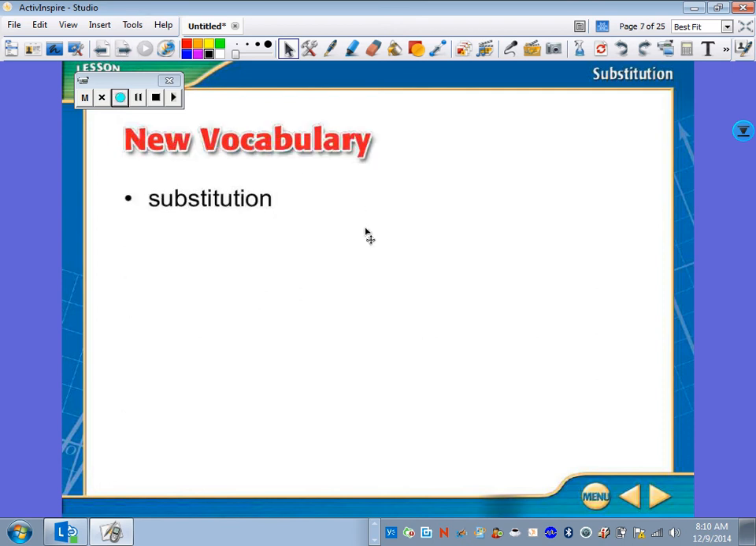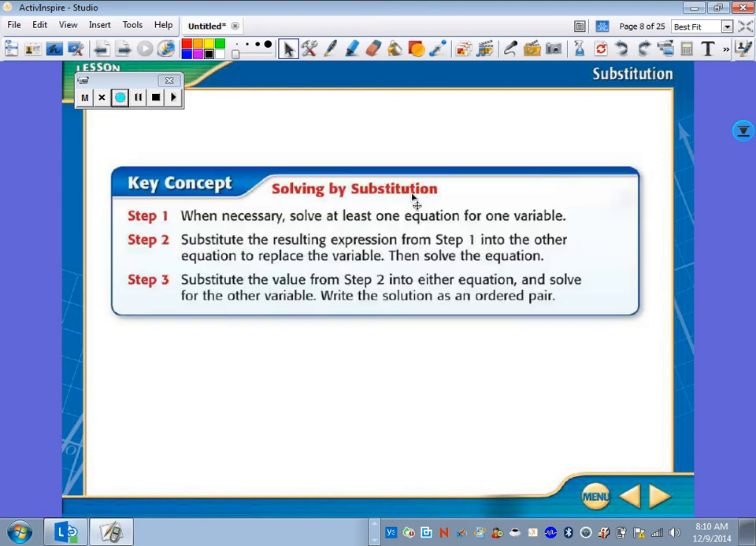Our only vocabulary word that's new is substitution. Now, you guys are familiar with substitution. If you play a sport, you know what substitution is. Substitution is where, in a game, you replace one player with someone else. You guys do it all the time. Substitution in math means exactly the same thing. You are replacing one quantity with something else.